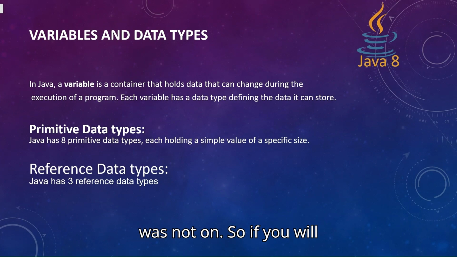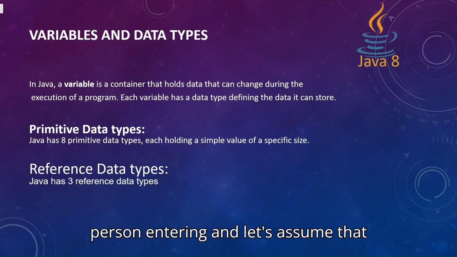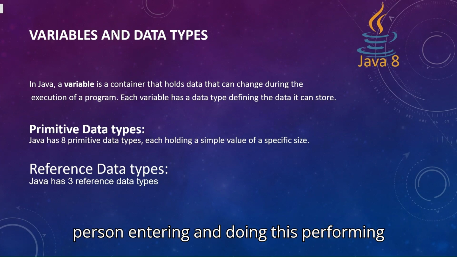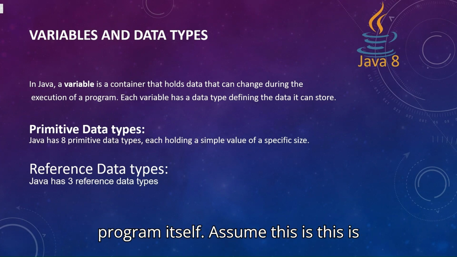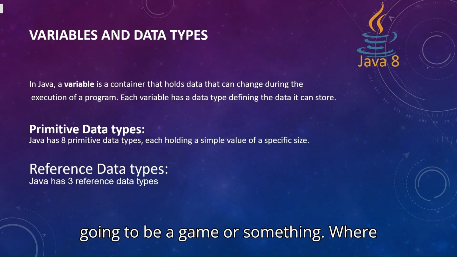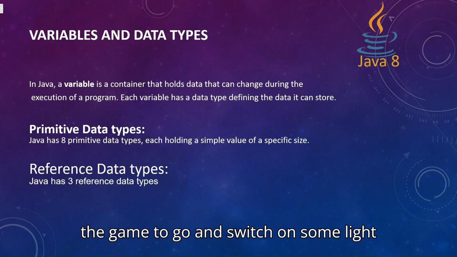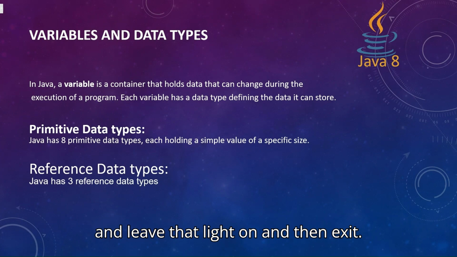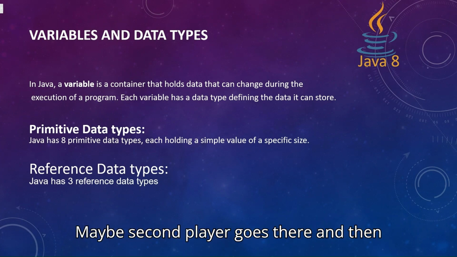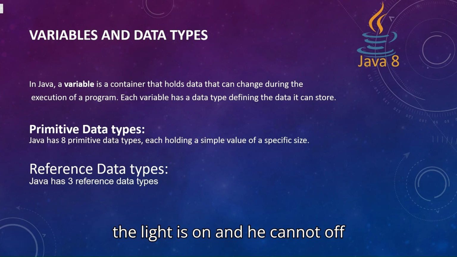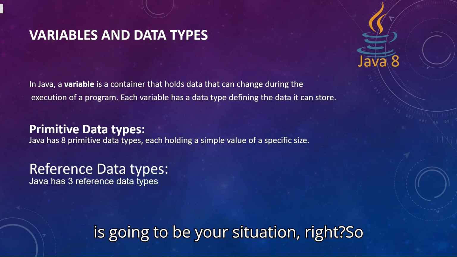So if you try to correlate, let's assume the person entering and performing this operation is your program itself. Assume this is a game where the game is supposed to allow the user to go and switch on some light, leave that light on, and then exit. Maybe a second player goes there and already sees that the light is on, and he cannot turn it off or on, something like that. So that is going to be your situation, right?